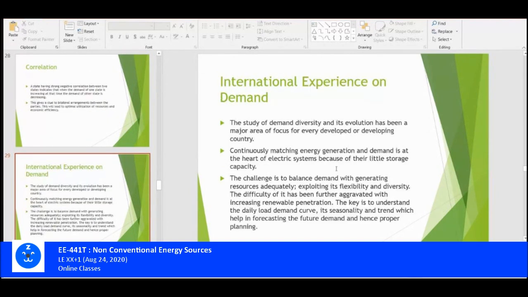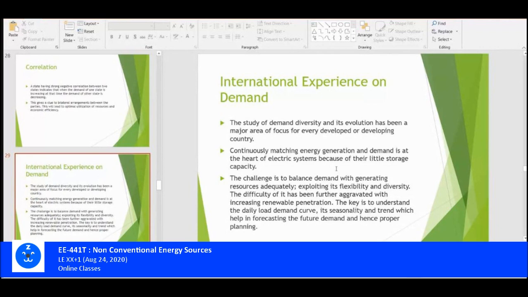Now, what has been the international experience on demand? The study of demand diversity and its evolution has been a major area of focus for every developed or developing country. Continuously matching energy generation and demand is at the heart of electric systems because of their little storage capacity. The challenge is to balance demand with generating resources adequately, exploiting its flexibility and diversity. The difficulty of it has been further aggravated with increasing renewable penetration.